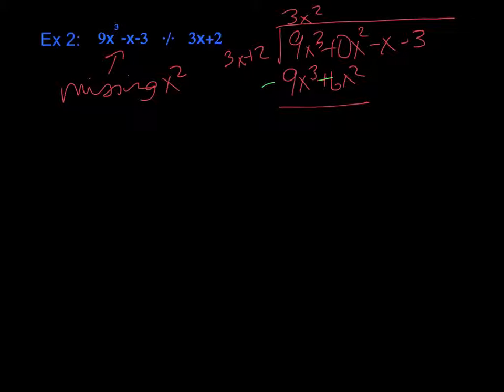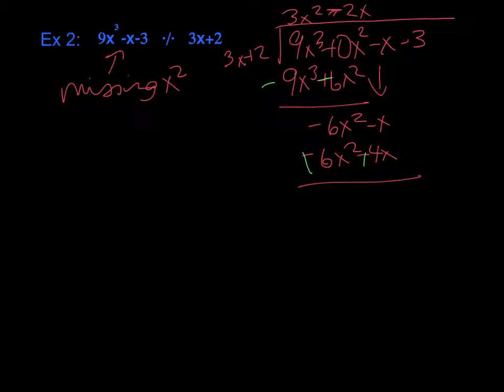A 0 minus 6 will give me negative 6x squared. Bring down my minus x. And then I have to figure out what times 3x will give me negative 6x squared. That's a negative 2x. So that's going to give me a negative 6x squared minus 4x. I did a minus 2 times 3x gives me negative 6x squared. Negative 2x times 2 gives me negative 4x. Change my signs because you're subtracting the whole line. A minus x plus 4 gives me 3x minus 3.